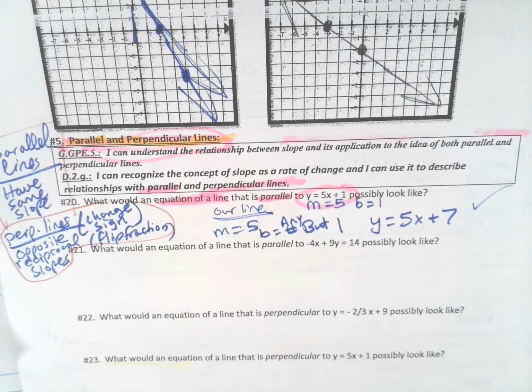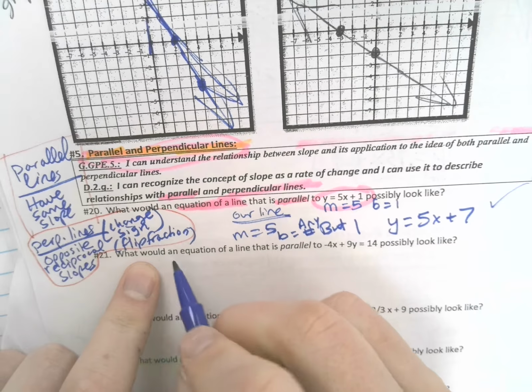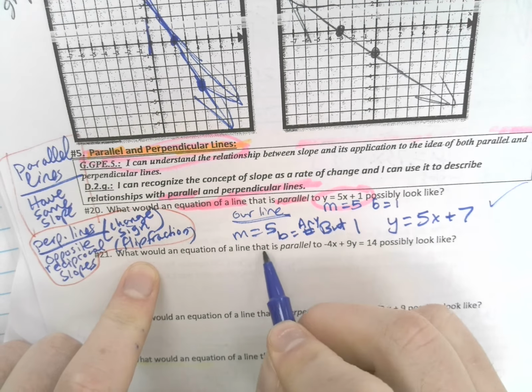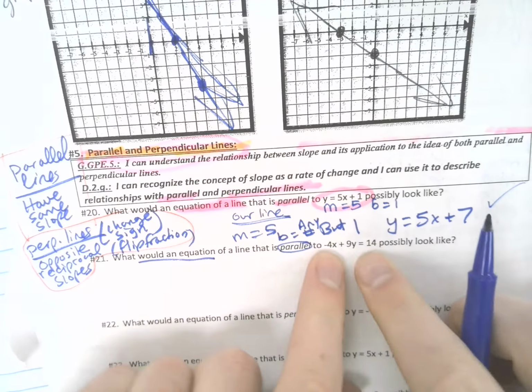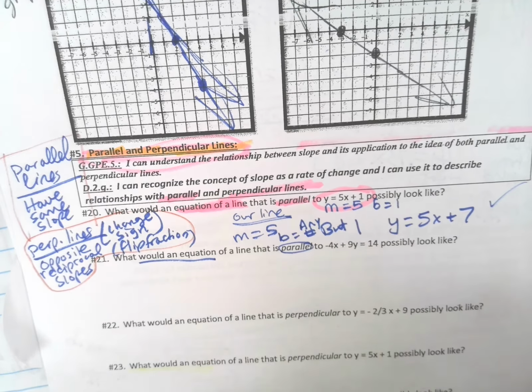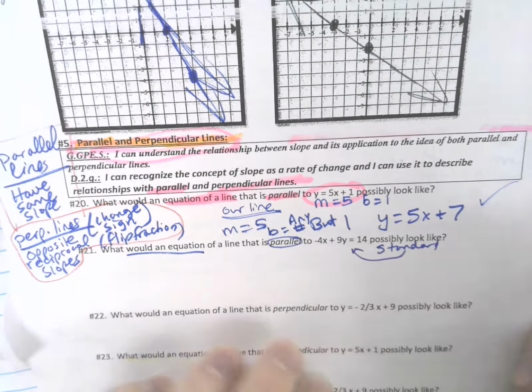Right? Here's where things get a little bit tricky. What happens if we want to do what would be an equation of a line that is parallel? So once again, parallel. This time, though, this is in standard form. That's a problem. We need the slope.